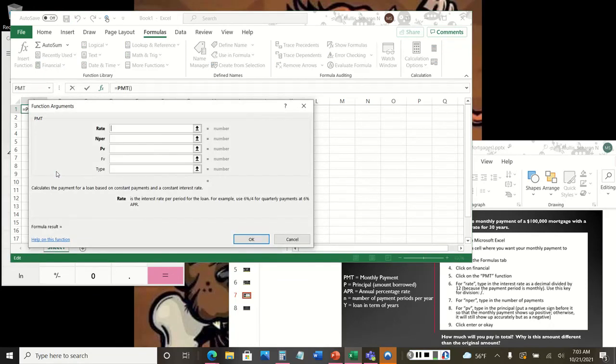All right, for the rate, type in the interest rate as a decimal. Again, we're not going to put a percentage in there. We're going to use a decimal divided by 12 because we're doing monthly payments. So we're going to do 0.05 because the interest rate is 5%. And we're going to do divided by 12. And as I'm calculating this, you'll see that it's going to show you what it equals.